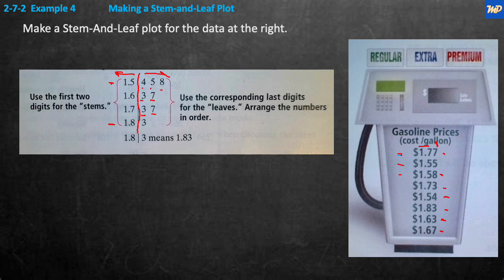And then finally at the end, there's a $1.80 something. It's a $1.83 right there, that one. So we put the 3. So here's our stem and leaf. They're giving you an example that 1.83 means $1.83. So that's the stem and leaf plot. Now you know that there were 3 values in the 150 range, 2 in the 160 and 170 ranges, and 1 value in the 180 range.